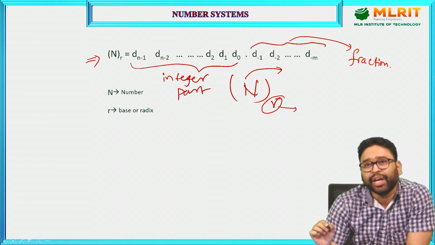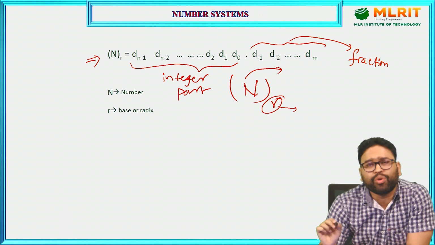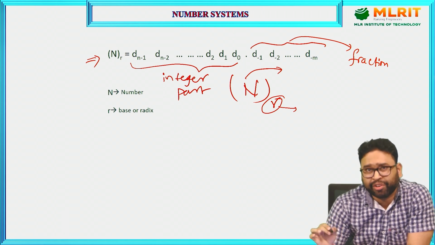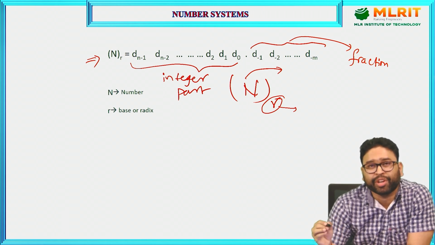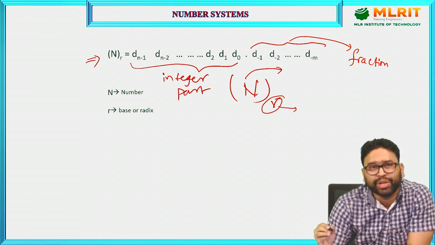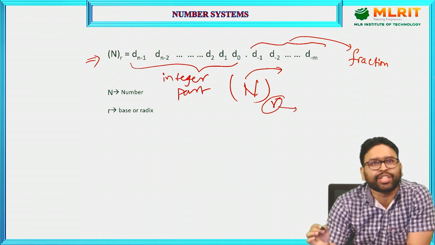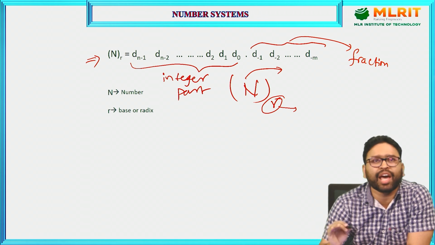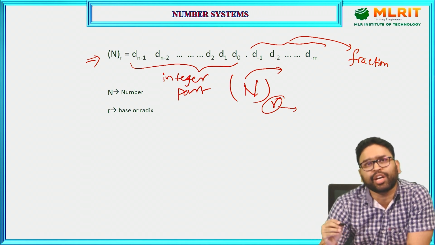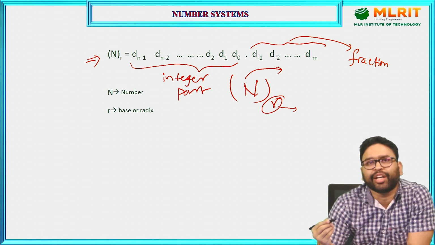Remember one thing, in a number each and every digit holds a certain value depending on its positional value, depending on its positional weightage. If a number has positional weightage, then such a number system is called a weighted number system, and if it doesn't have any kind of positional weightage, then it is called an unweighted number system.